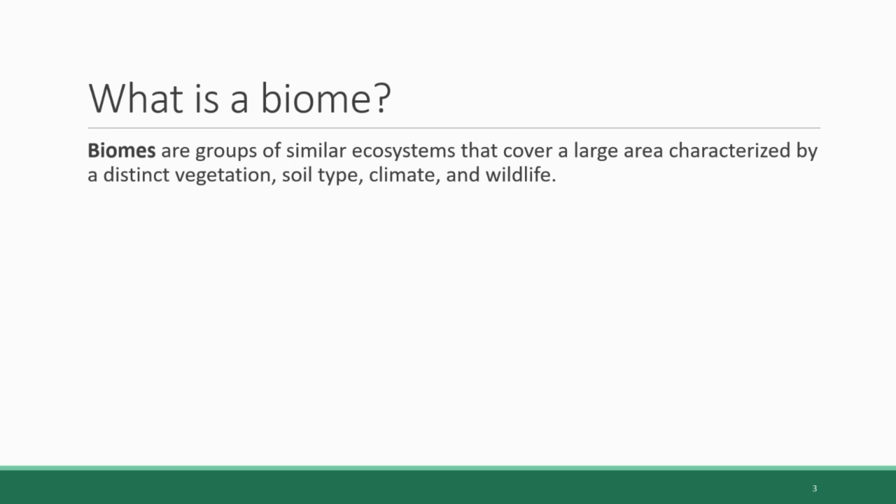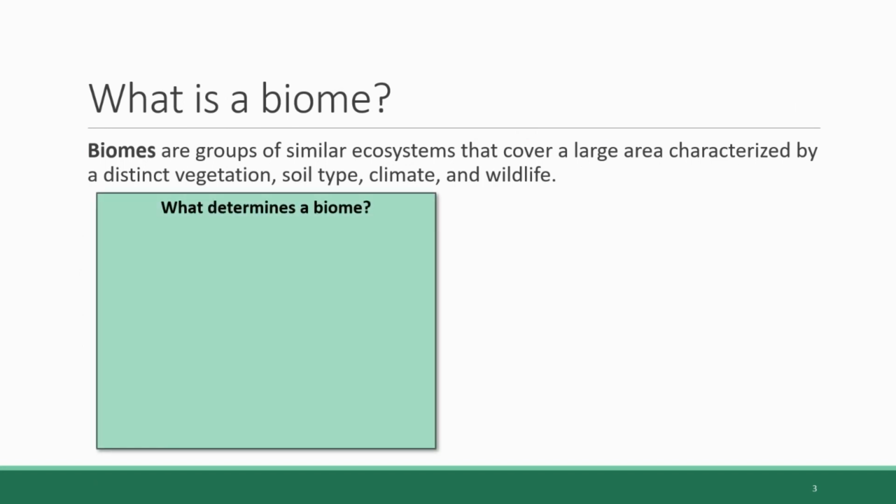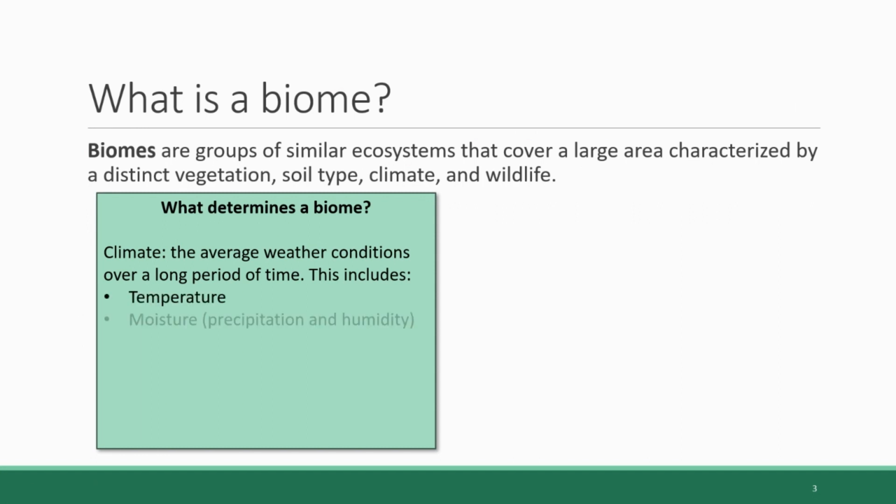and wildlife. The factors that determine which biome exists in a particular region, the main one is the climate of that region. And remember from our climate chapter that climate is defined as the average weather conditions over a long period of time, which includes conditions pertaining to temperature, moisture, meaning both precipitation and humidity, air pressure, cloud cover, and wind. So these things, the climate dictates the biome. But what determines the climate?